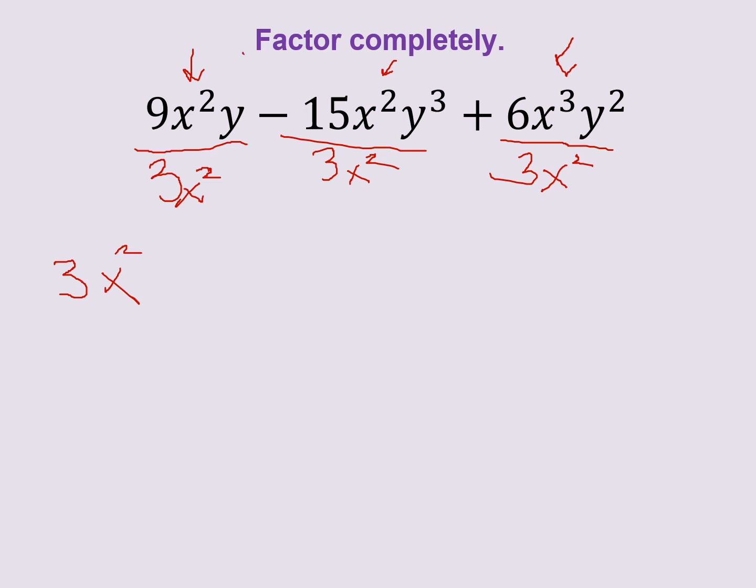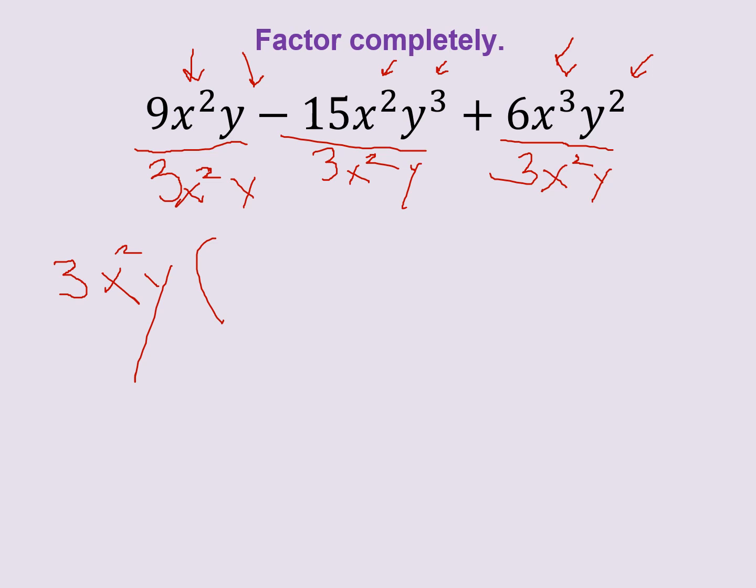Then I'm going to look at the y's. This has 1 y, this has 3, and this has 2. So the very most that they all have is 1. So I'm going to factor out 1 y from each. I'm going to put that over here on the left. Then I put my parentheses. Let's see what's left over.